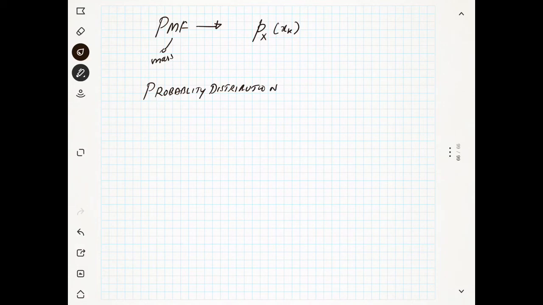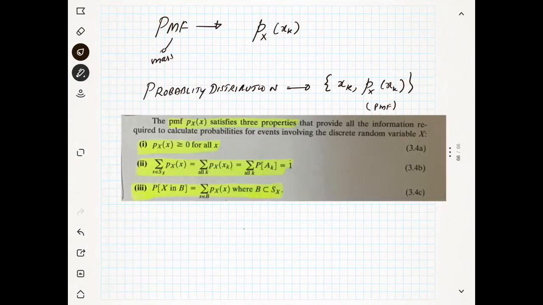The probability distribution is a set. We can say it is represented like this: you have the xk and its probability mass function. This is the PMF, the mass function of that random variable. This is the probability distribution. Now it has certain properties that we are going to discuss. The PMF will satisfy some properties.